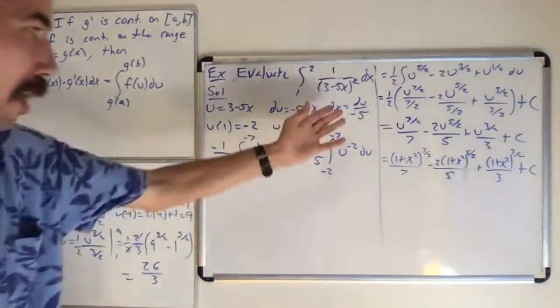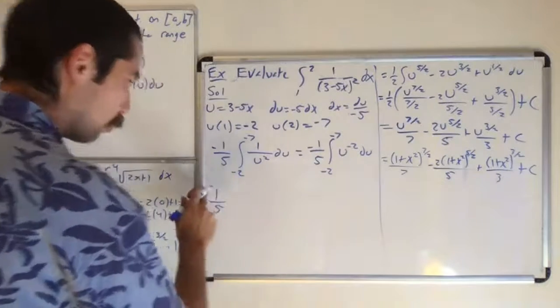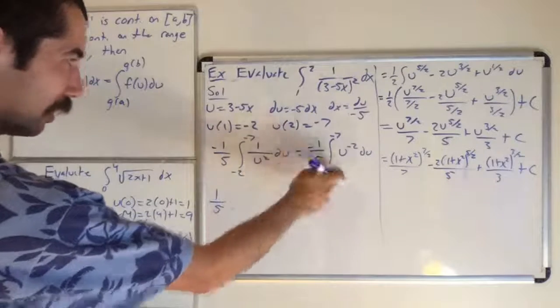All right, so increase the power by 1, divide by the new power. So the new power is negative 1, so we'll have a negative and a negative. Those cancel.